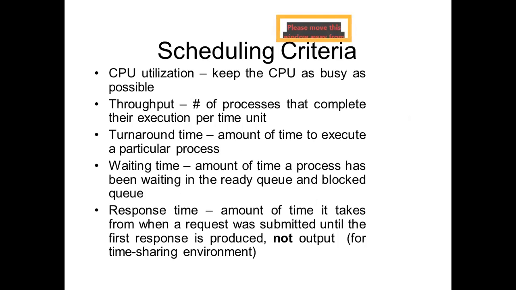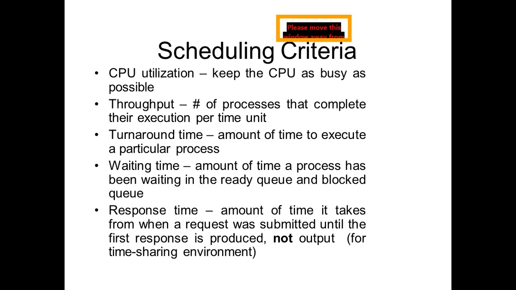What is the scheduling criteria? Here we find a number of points on which scheduling takes place. First is CPU utilization: keep the CPU as busy as possible, with maximum utilization of the central processing unit. This is provided by scheduling.